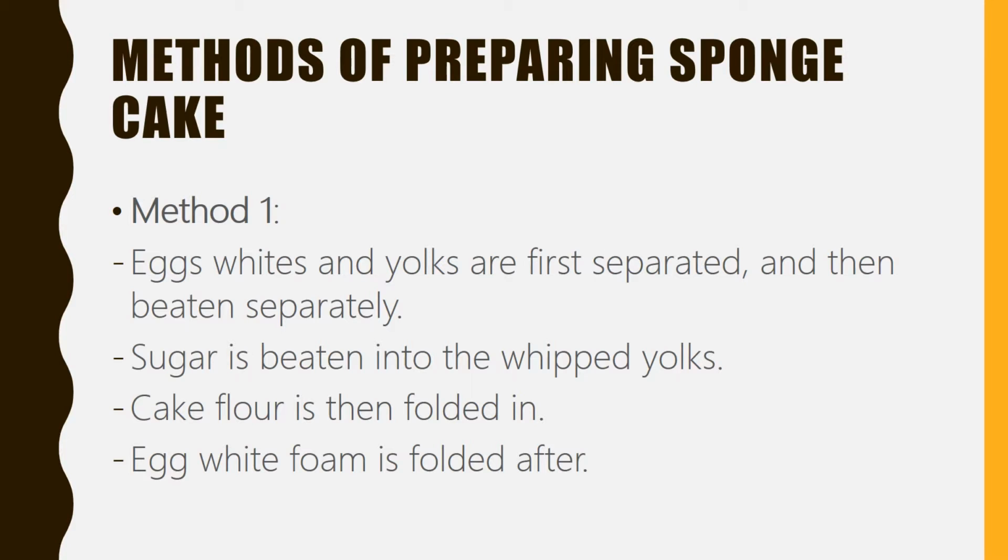In the first method, the egg whites and yolks are first separated and then beaten separately. Sugar and possibly vanilla extract are beaten into the whipped yolks. The cake flour is then gently folded in, followed by the egg white foam.